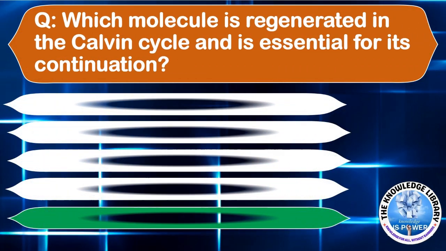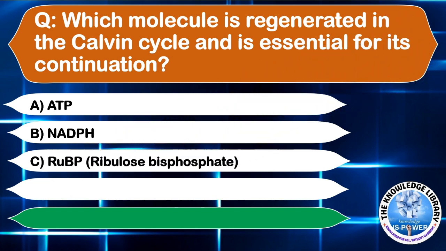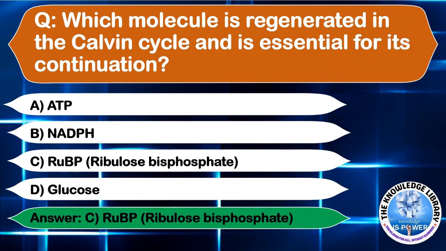Which molecule is regenerated in the Calvin cycle and is essential for its continuation? Option A, ATP. Option B, NADPH. Option C, RuBP. Or option D, glucose. The correct answer is option C, RuBP. Moving to the next question.